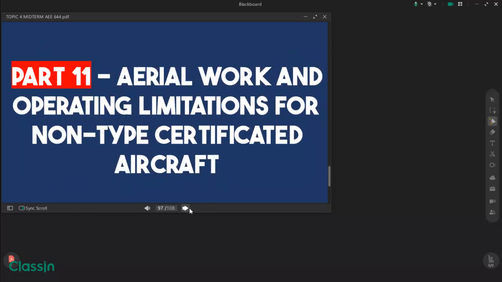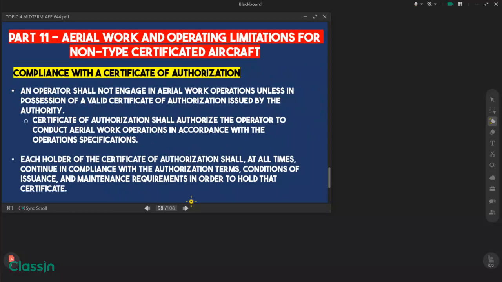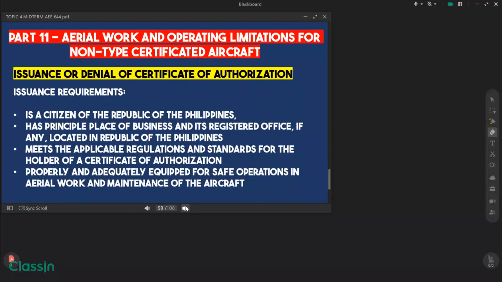So, part 11, aerial work and operating limitations for non-type certificated aircraft. In this part, pag-uusapan natin yung mga aircraft na ginagamit sa aerial work. Okay? So, always remember lang guys, ang kinukuha nating certificate for aerial work is what? The certificate of authorization. Okay? Tandaan nyo ha, pag aerial work ang pinag-uusapan, papasok dyan is the certificate of authorization. Okay? Yan naman importante dyan.